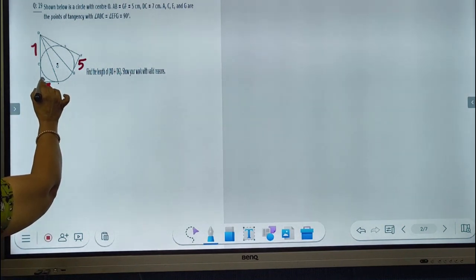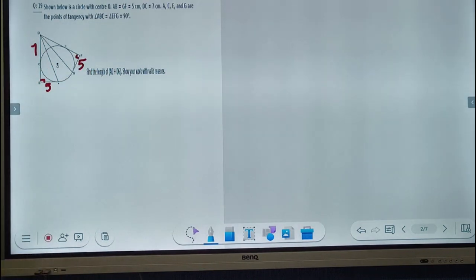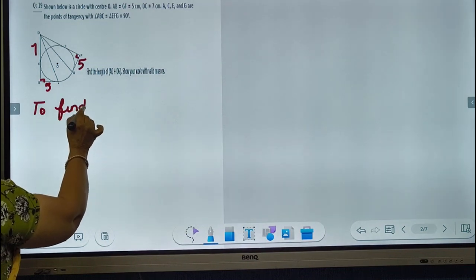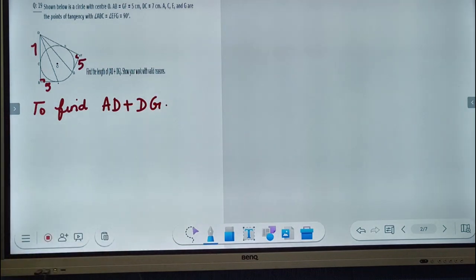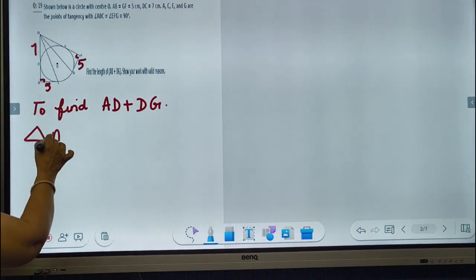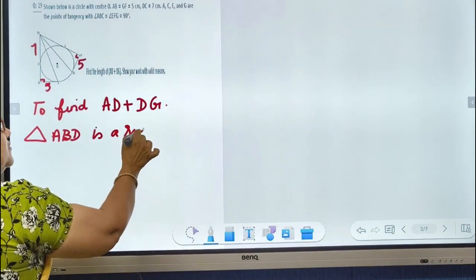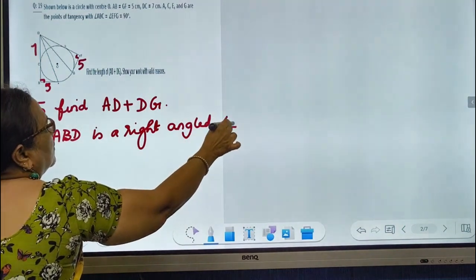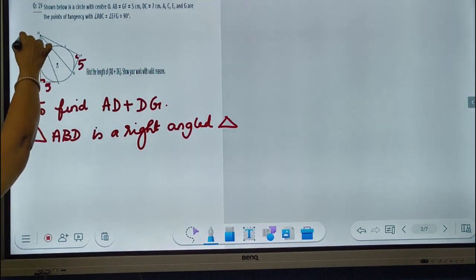So this is 90. Okay, and also F is 90. You have to find the length of AD plus DG. Now, if you look at triangle ABD, it is a right angle triangle, because angle B is 90 degrees. Now we want to find AD.